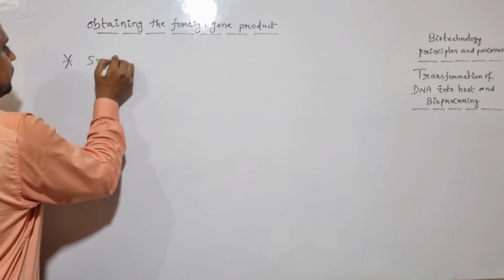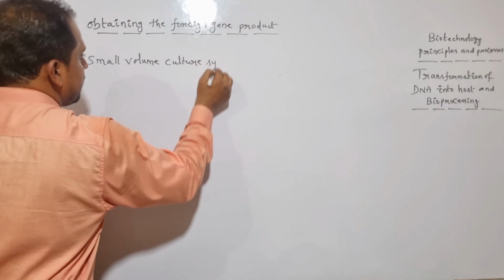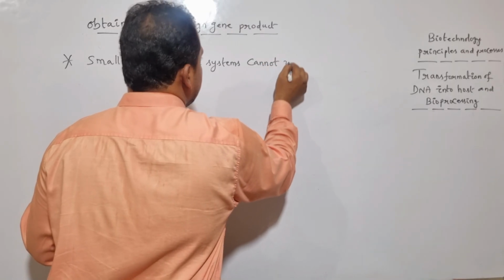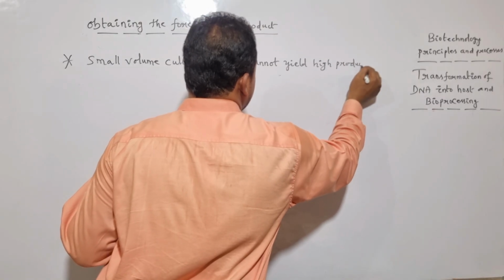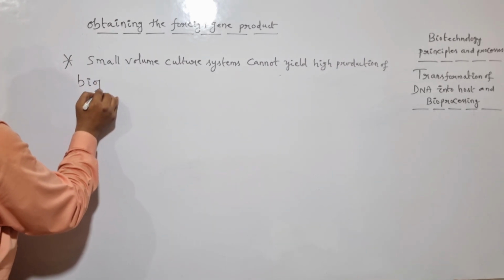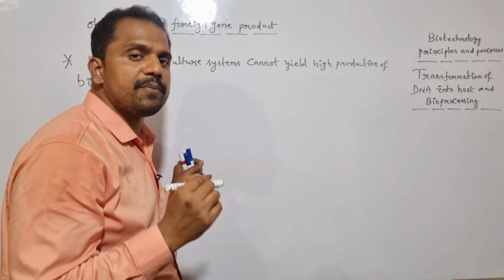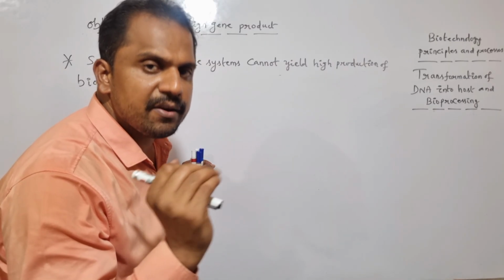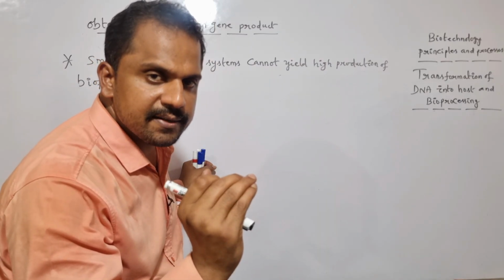Small volume culture systems cannot yield high production of bioproducts. So here, in order to acquire high number of bioproducts, we need to culture the specific biological cells in one particular culture vessel known as bioreactor. And here the capacity of the bioreactor may range around 100 liters to 1000 liters. Is it clear?